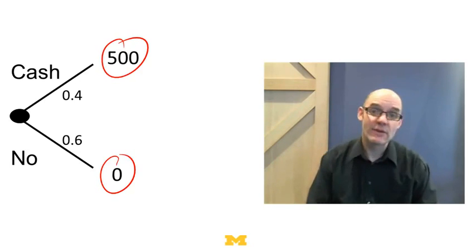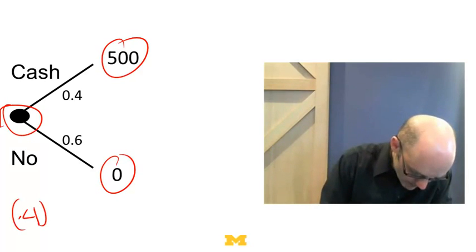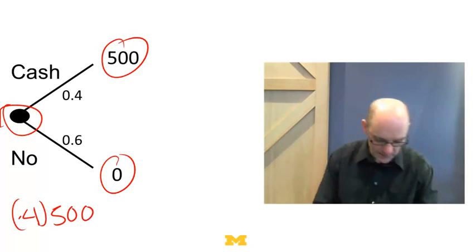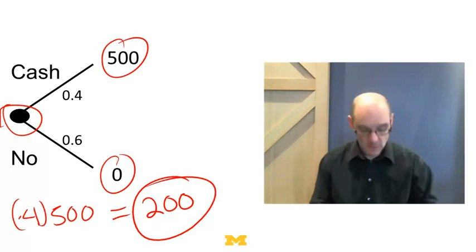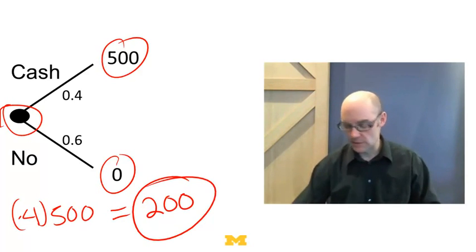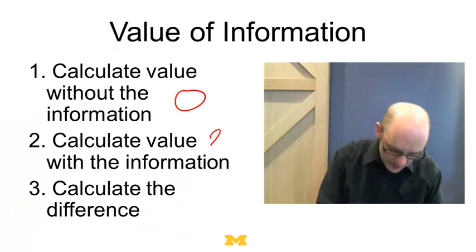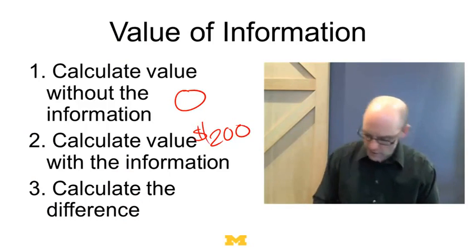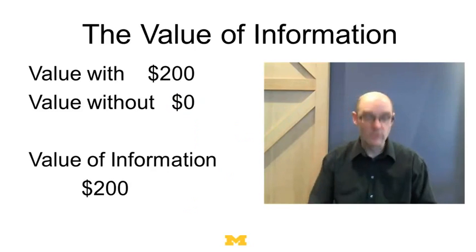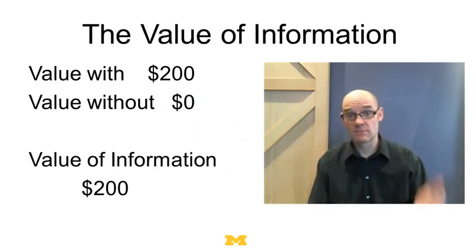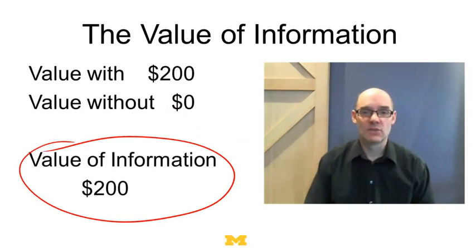So what's the value if I knew this information first? Well, 40% of the time, I get $500, and 60% of the time I get nothing, so it's worth $200. So with the information, my expected value is $200. So let's go back. Calculate the value without the information: 0. Calculate the value with the information: $200. Calculate the difference: $200. So you can make this more formal. With the information, $200. Without the information, nothing. So therefore, the value of that information is $200.